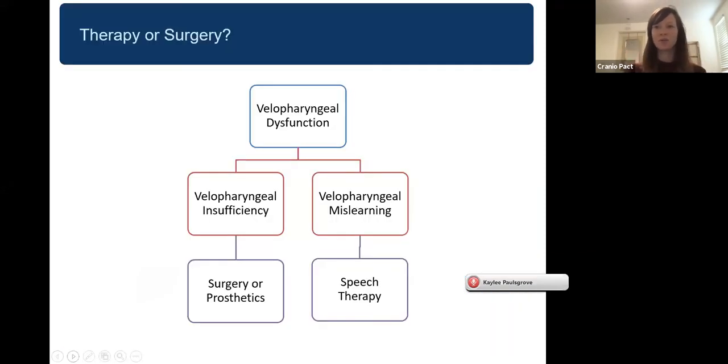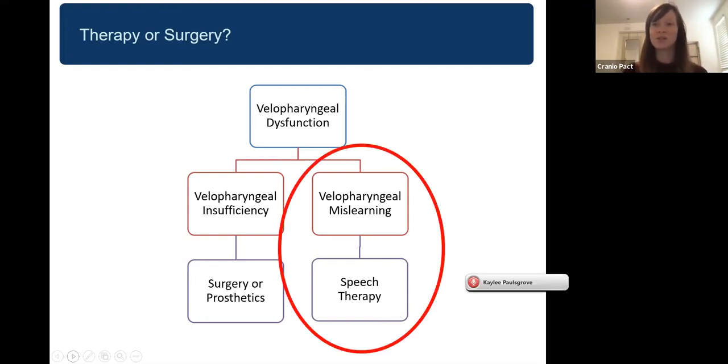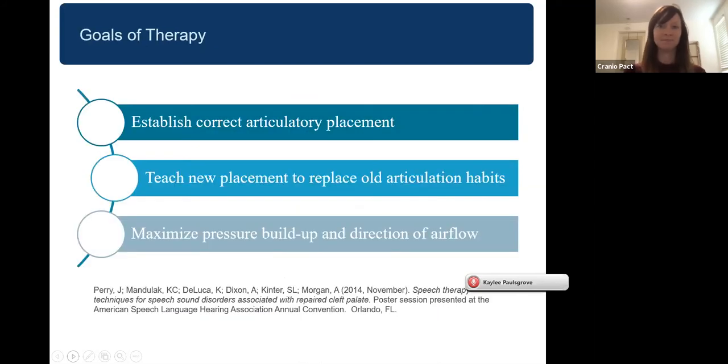So to give us a review, velopharyngeal dysfunction refers to any problem in the palate closing against the back of the throat for speech. And the two most common types of velopharyngeal dysfunction are velopharyngeal insufficiency and velopharyngeal mislearning. As we learned in our last talk, velopharyngeal insufficiency is a structure or an anatomy problem that can only be corrected with surgery. Whereas velopharyngeal mislearning is related, it's a speech disorder that is only treated with speech therapy. And so that's what we're going to focus on today.